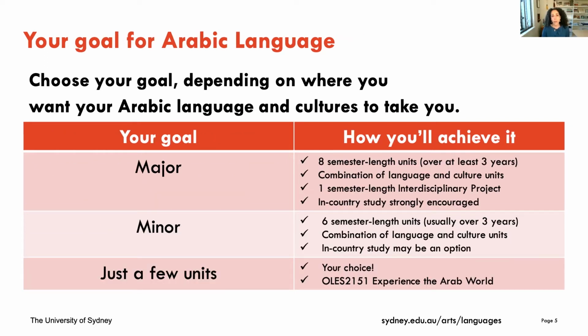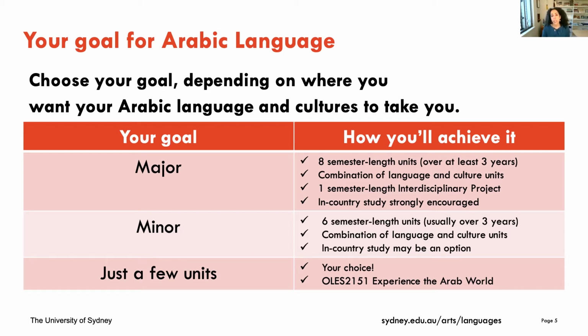Next, let me tell you about the different formats in which you can study Arabic with us. You could choose to do Arabic as a major, which means you continue 8 semesters with us. Combination of language and culture units, and the difference between the two would be explained to you by Dr. Ali. You will be doing 1 semester of interdisciplinary project, which means you apply the linguistic and the cultural aspects of Arabic in a context where you collaborate with other disciplines. So an example would be, can I use Arabic to investigate the relationship between language, culture, and the hospital setting?